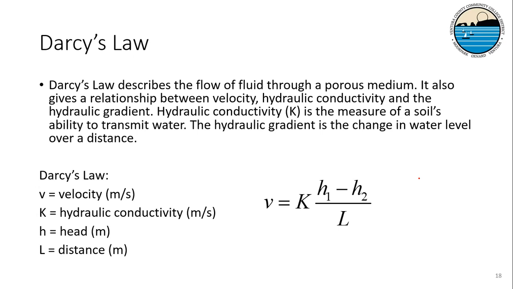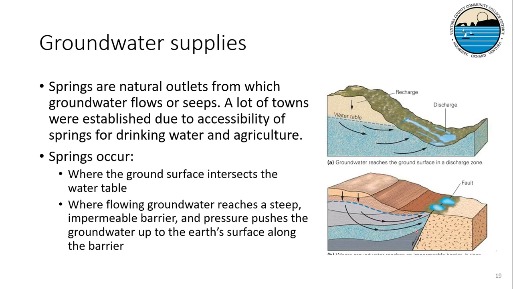So the hydraulic conductivity is represented by K. That's the measure of the soil's ability to transmit water. Again, the hydraulic gradient, H1 minus H2 over L, was that equation I just showed before. So Darcy's law represents the velocity, how easily fluid can flow. It's a simple calculation, and we use it fairly often to describe fluid flow and the velocity of that flow.